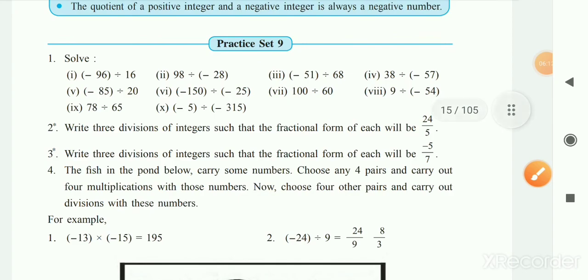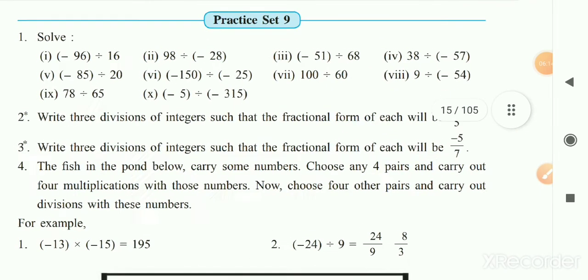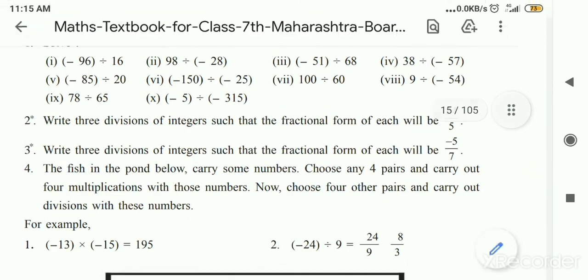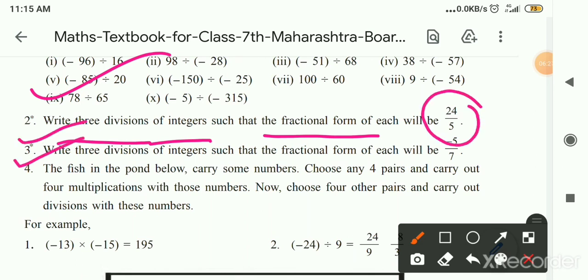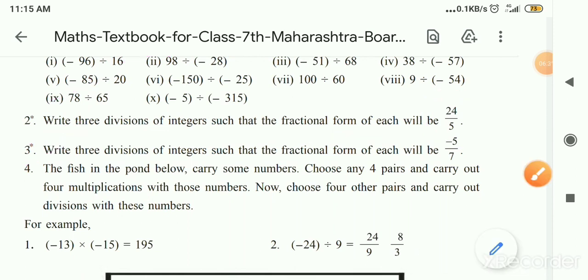Here some examples are given. In these word examples, this is the question you are going to solve: write three divisions of integers such that the fraction form of each will be 24 upon 5. This is a hot question, and I will explain it to you tomorrow. So you have to solve the first question and the fourth question. This question is also easy.